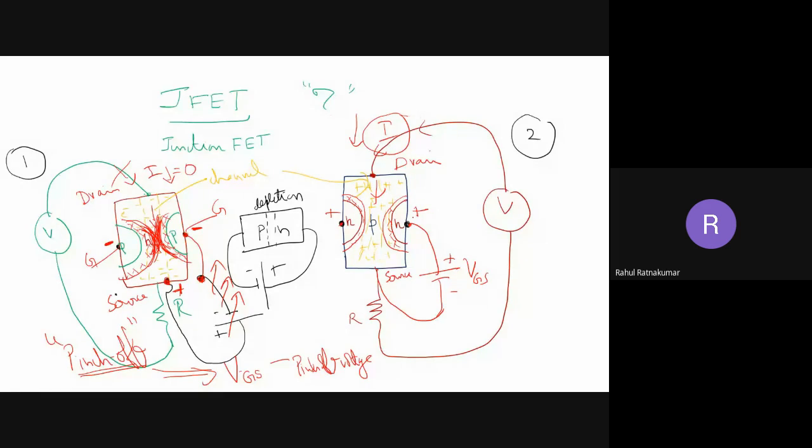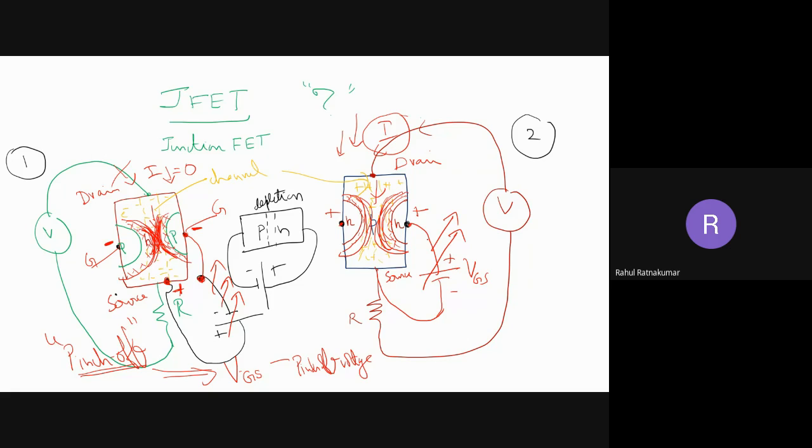Again I increase the VGS reverse bias. So again the depletion region is going to form more and more. Again the current is reduced further, because the channel is reduced, so fewer carriers can flow. Again I increase the reverse bias, and the depletion region is affecting my channel more.